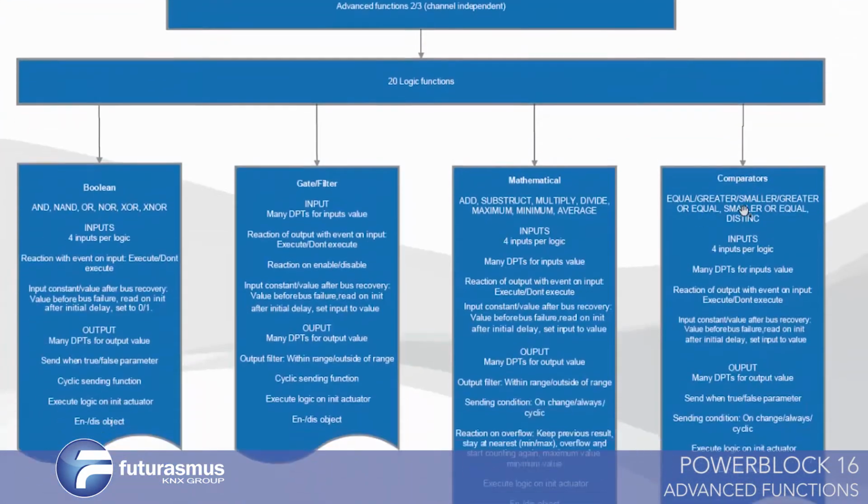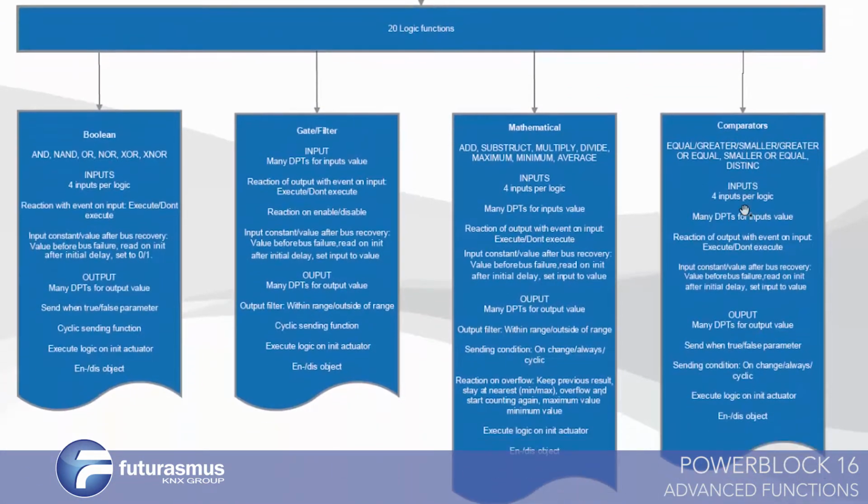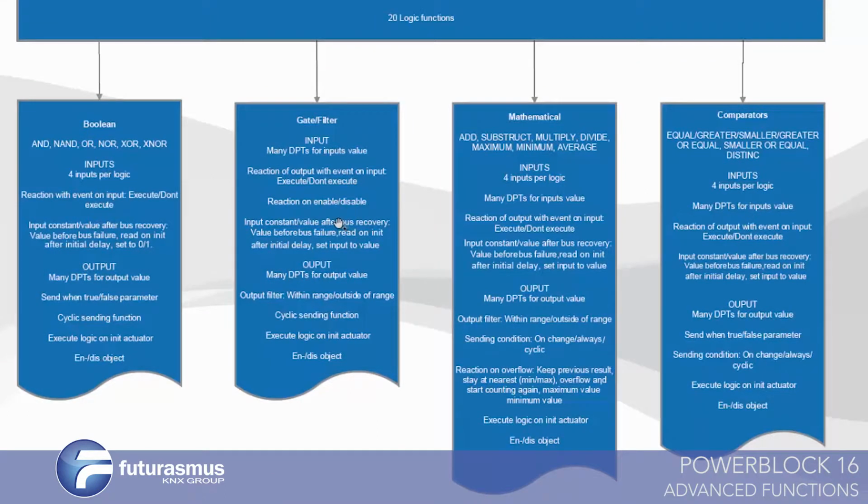Then additionally to this, we've got 20 logic functions. Now these 20 logic functions you can set to be used as Boolean logic, gate filter logic, mathematical, or comparators. The Boolean logic can be used as normal AND, NAND, or NOR, XOR, XNOR, the typical Boolean logic.